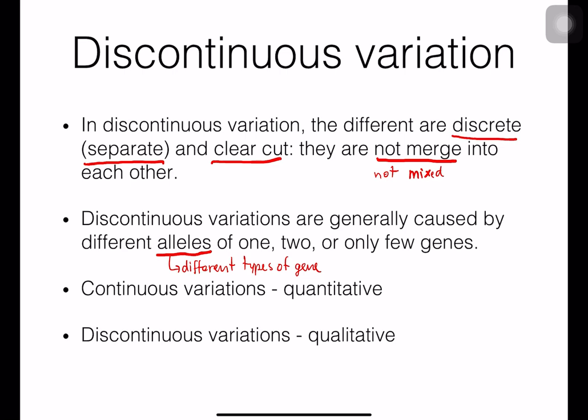And the continuous variation here, later we will mention as quantitative. The term quantitative means ในเชิงปริมาณ, but if it is a discontinuous variation, it will be qualitative or เชิงคุณภาพ. What the examples are, I will show you later.